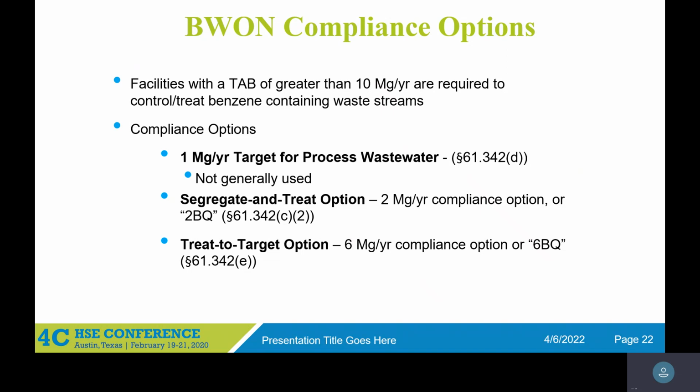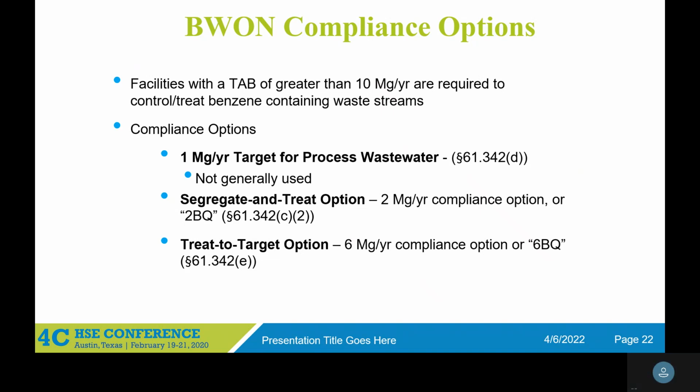So what are these? There's another compliance option called the 1 milligram target for process wastewater that is never used, so we're not even going to talk about that one. These are the two options. The 2 BQ is called segregate and treat. Basically, grab the streams that are high concentration and treat them, and don't worry about the other ones.